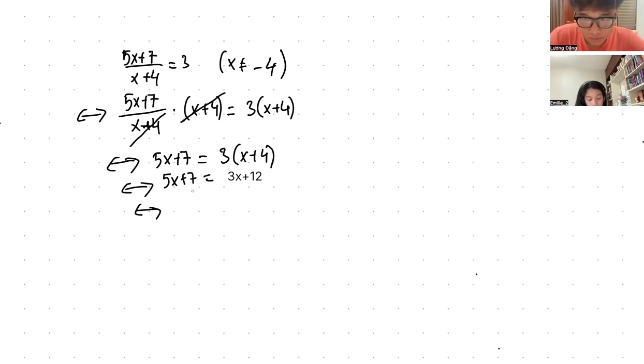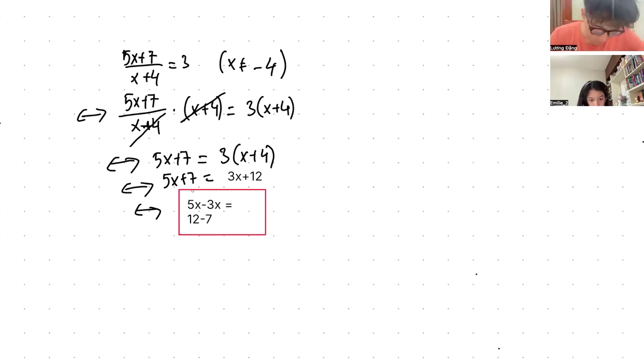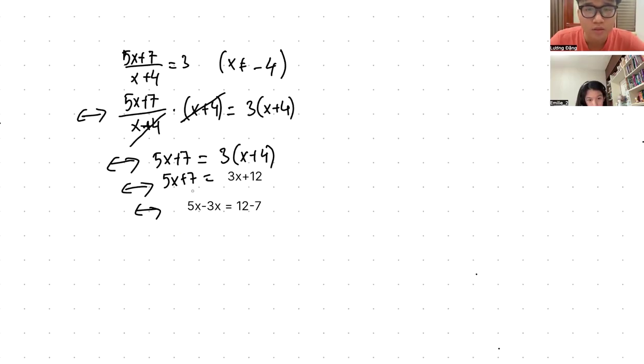Transfer then. Okay, so you need to transpose the 3x to the right hand side, right? 12. Okay, that's the good point here. Okay, so can you please solve the rest for me?